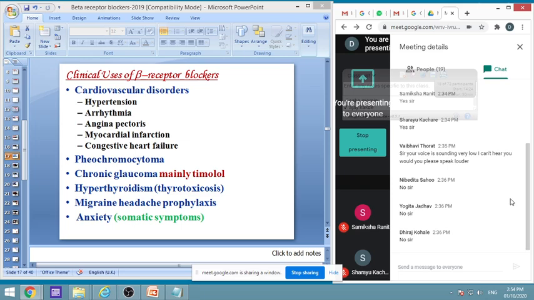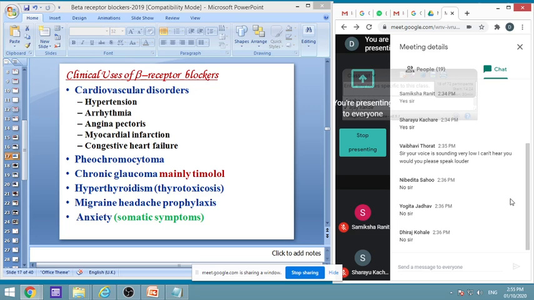So we have to be very careful when we are selecting the drugs. Beta blockers can be used in CCF, but with caution. In myocardial infarction also, we use them post myocardial infarction, and again we have to select them in a very proper way. Then pheochromocytoma, we already discussed earlier.